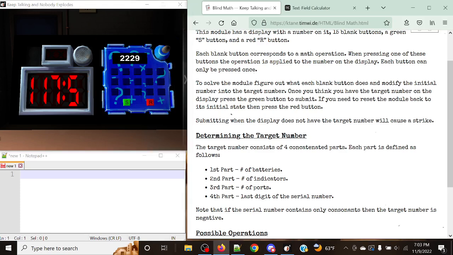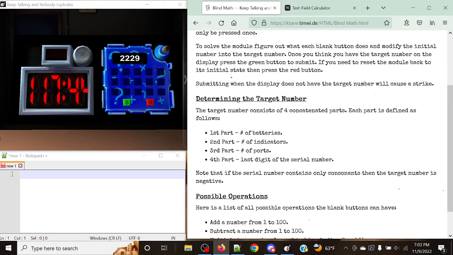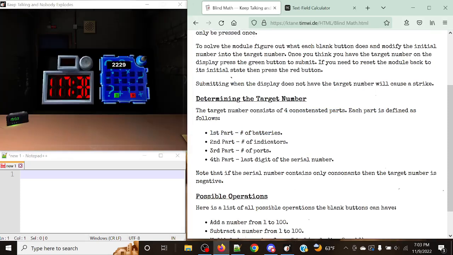So determining the target number is actually quite simple, and that's what I'm going to start with first before we get into the buttons. The target number consists of 4 concatenated parts, and each part is defined as follows. The first part is the number of batteries. The second part is the number of indicators. The third part is the number of ports, and the fourth part is the last digit of the serial number.